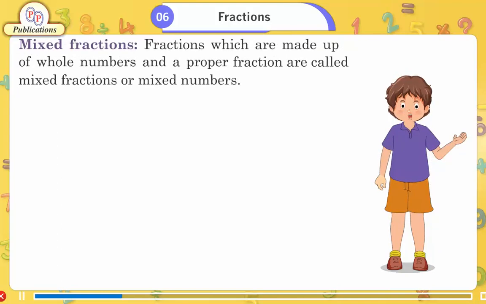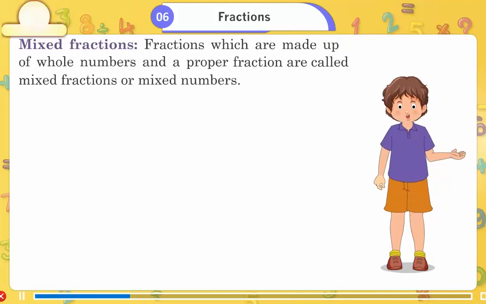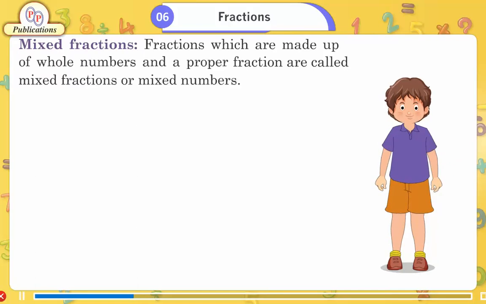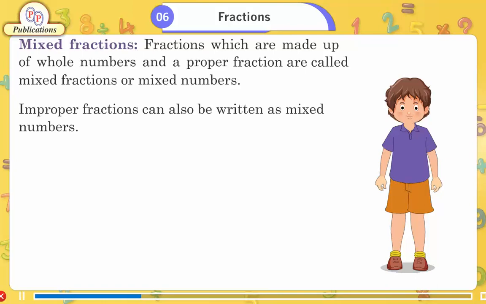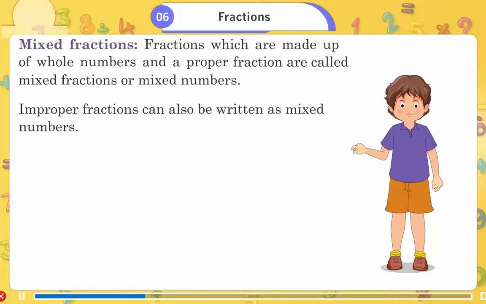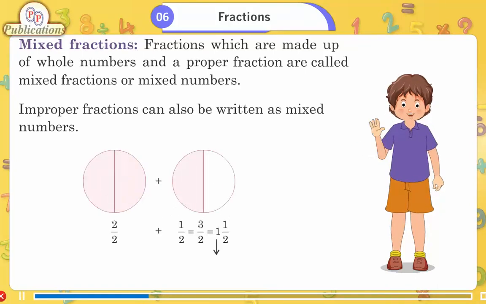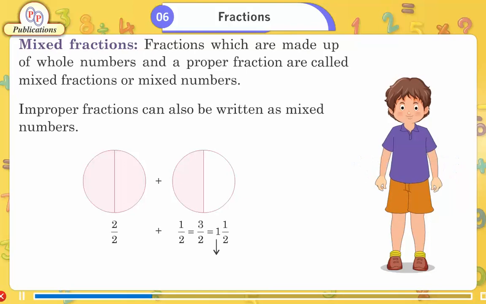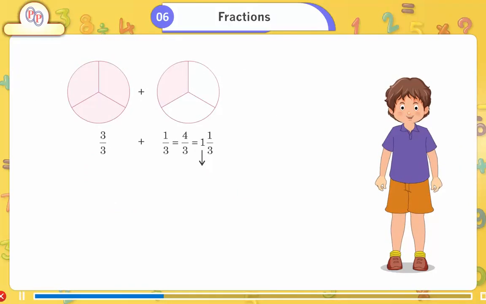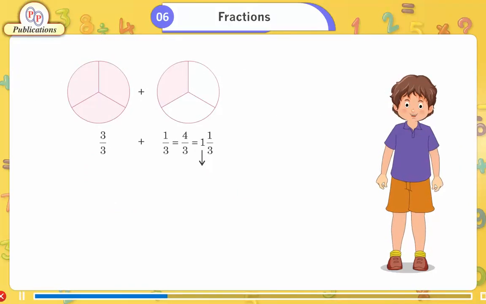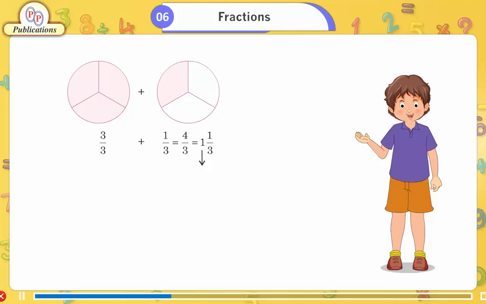Mixed fraction. Fractions which are made up of whole numbers and a proper fraction are called mixed fractions or mixed numbers. Improper fractions can also be written as mixed numbers. 2 upon 2 plus 1 upon 2 is equal to 3 upon 2 is equal to 1 and 1 upon 2, mixed fraction. 3 upon 3 plus 1 upon 3 is equal to 4 upon 3 is equal to 1 and 1 upon 3, mixed fraction.